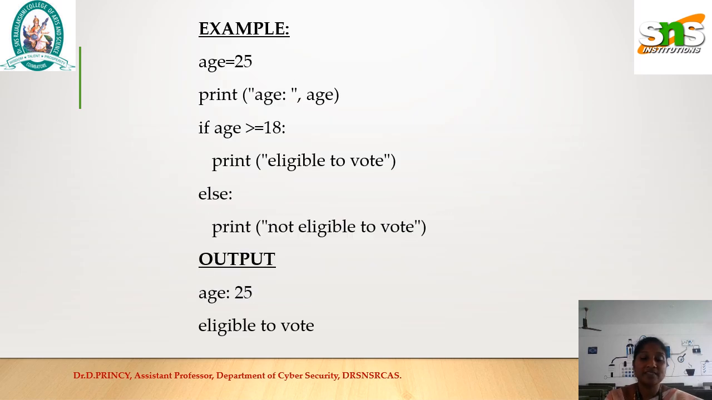Example, I am assigning 25 to the variable age, print age. First I am just displaying the age, then I am checking whether the person is eligible to vote or not. So I am comparing the value of the age variable with the comparison operator with 18. Age greater than or equal to 18 means that person is eligible to vote. If their age is below 18 means they are not eligible, so it comes to the else part. As per our value, age is 25, so the if block will be executed. The result is eligible to vote.